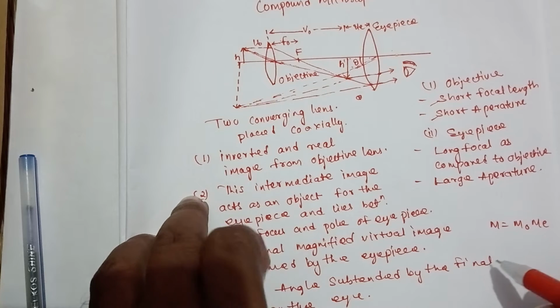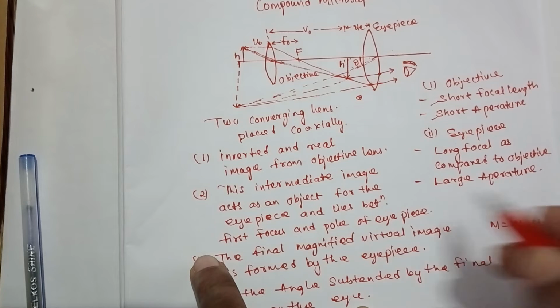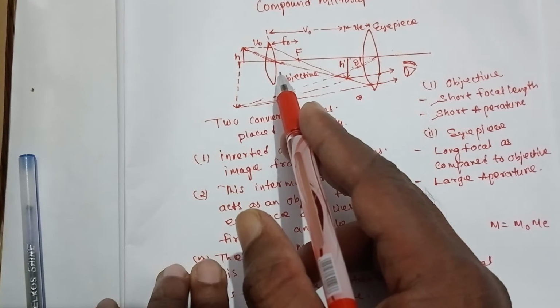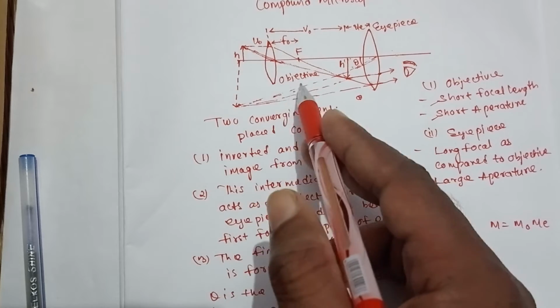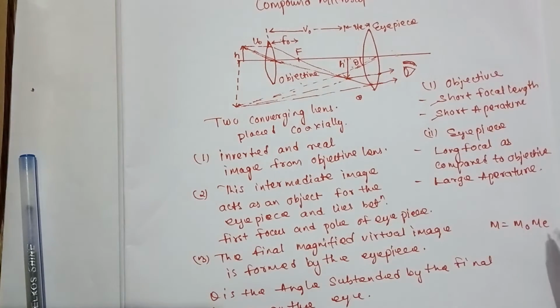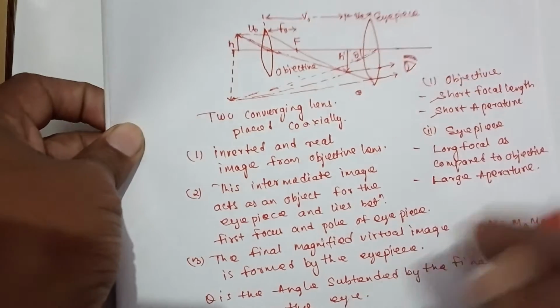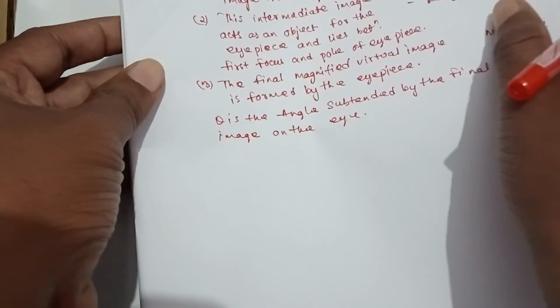In this video, whatever we are going to discuss further, that is M is equal to M naught Me. There are two types of magnification: magnification produced by the objective, that is M naught, and magnification produced by the eyepiece, Me. The total magnification is a product of M naught and Me. So one by one we will derive it.